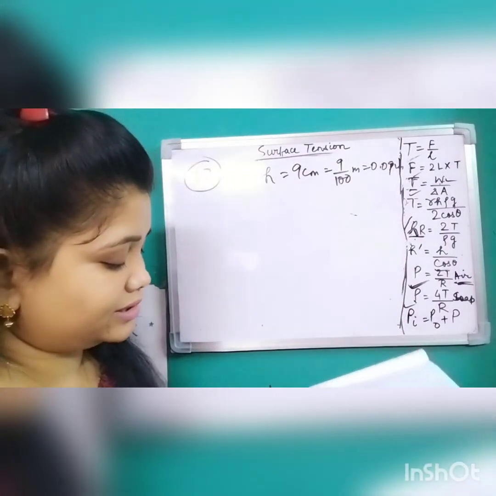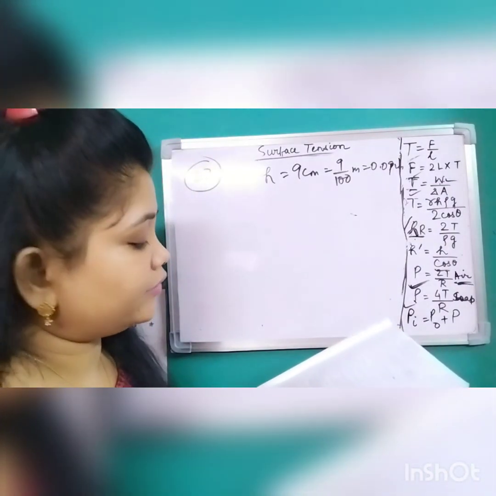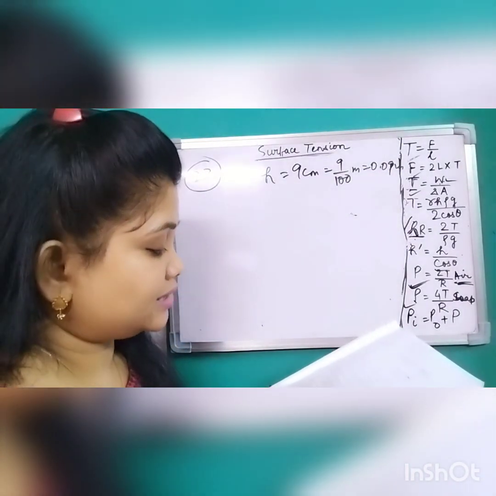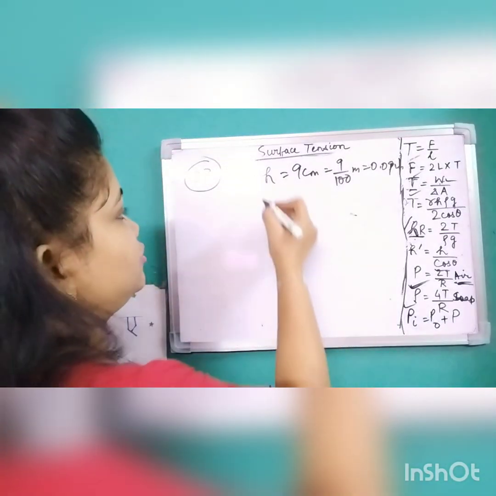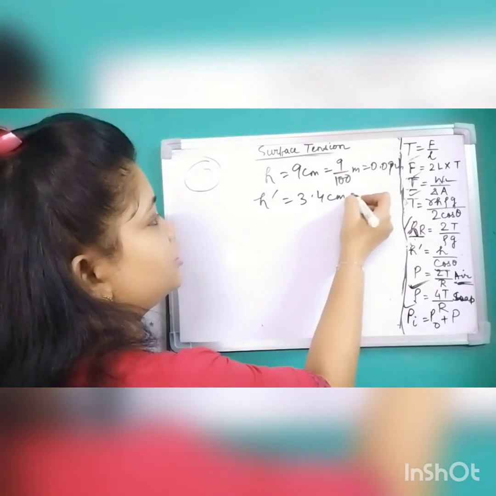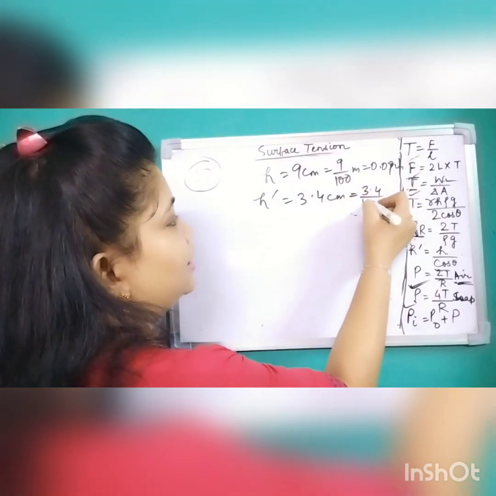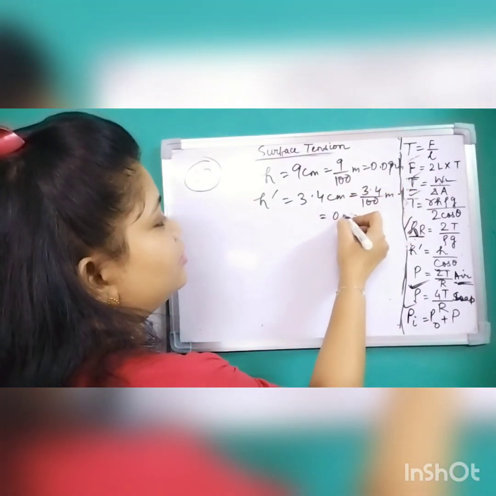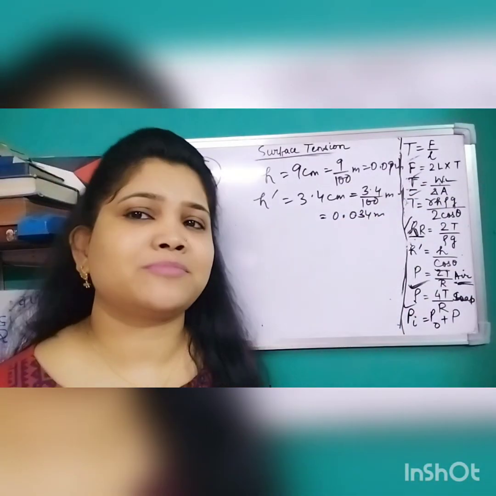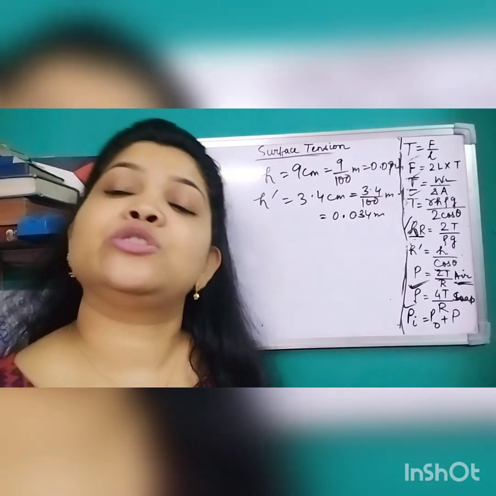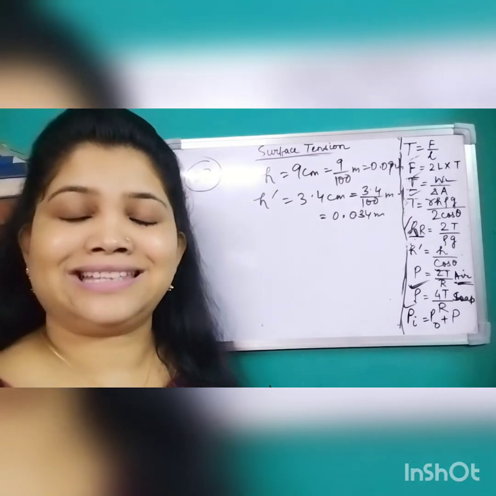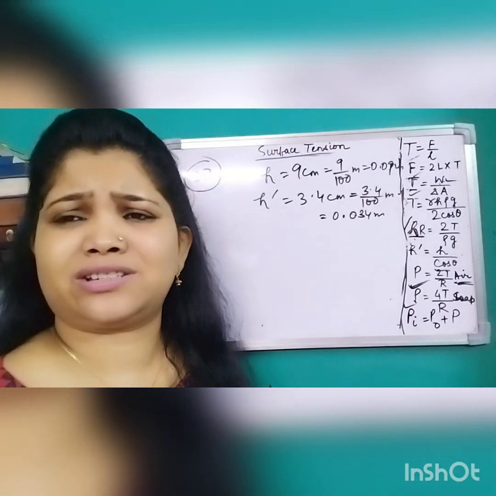Now, what else is given? While mercury falls down by 3.4 centimeter in the same capillary, another height is given to you. So let H dash be 3.4 centimeter. Obviously, you can convert into meter: 3.4 by 100 meter, which is 0.034 meter, or you can also write it as 3.4 into 10 to the power minus 2 meter. Whichever you are comfortable with, you can write. Or you can take H1 and H2, or H and H dash, no problem.